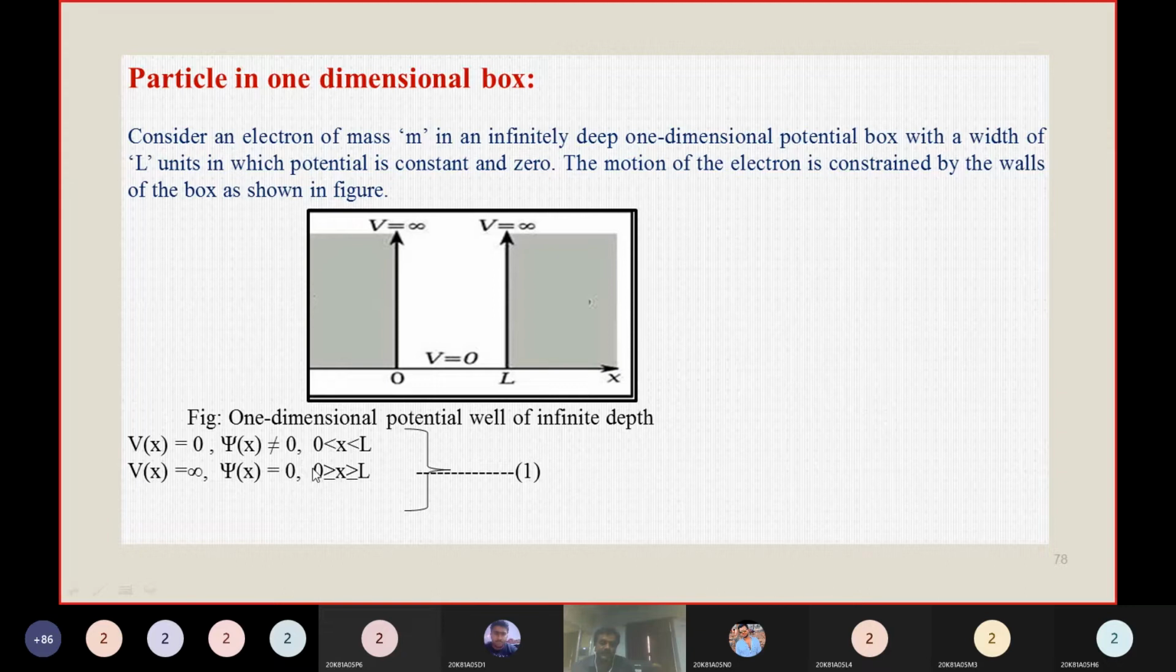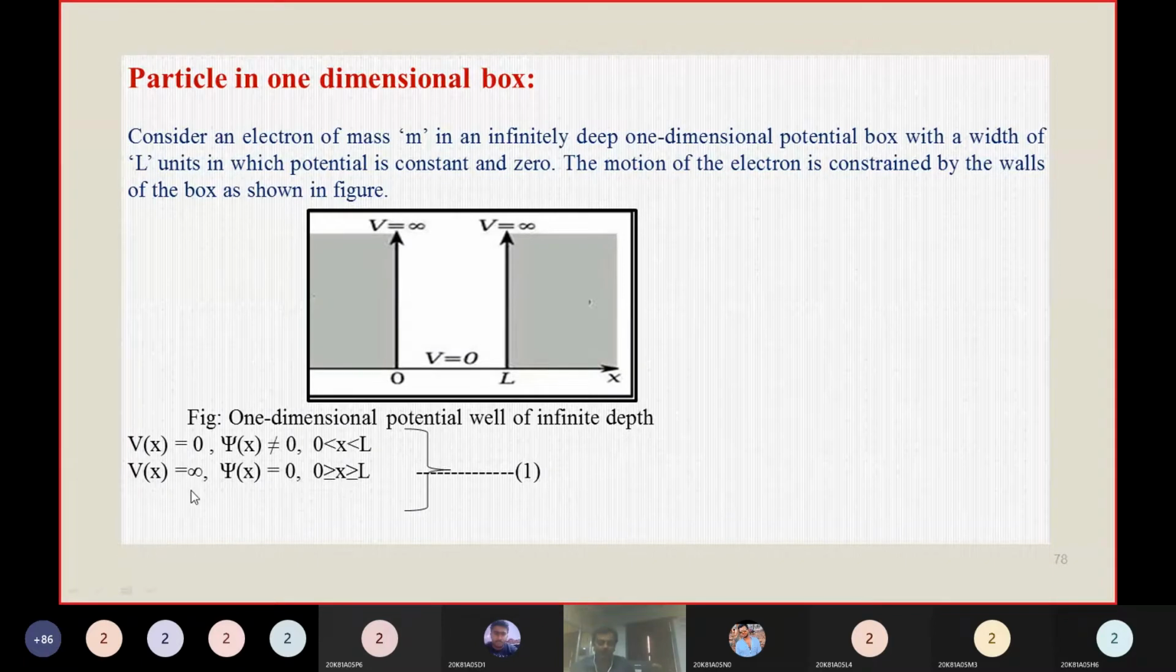Inside the box there should be a wave function, that means psi of x is not equal to 0. Inside the box, the electron will be present. The electron is moving, which means there will be a wave function.